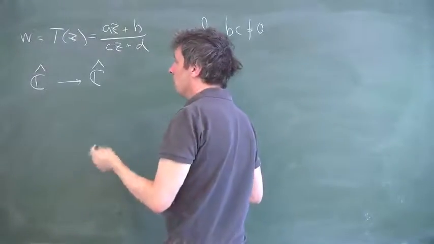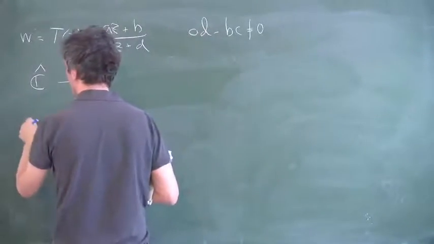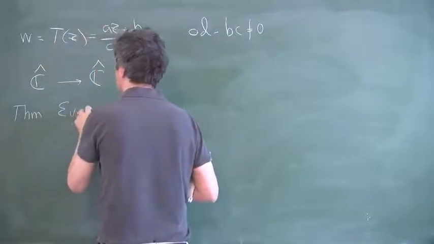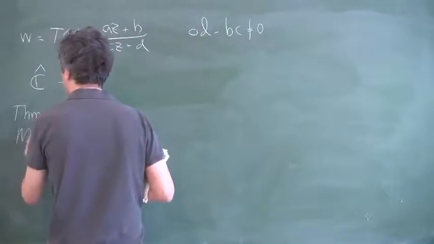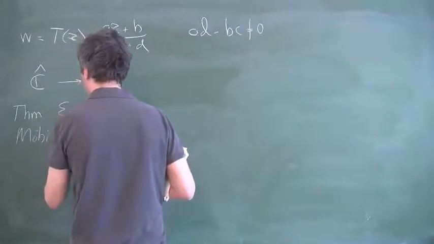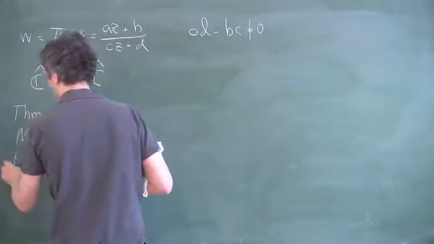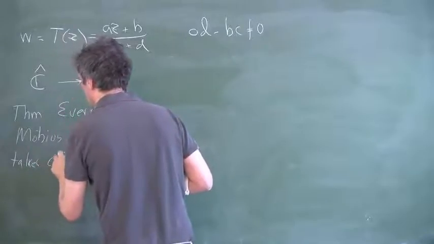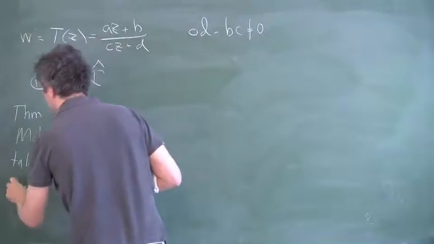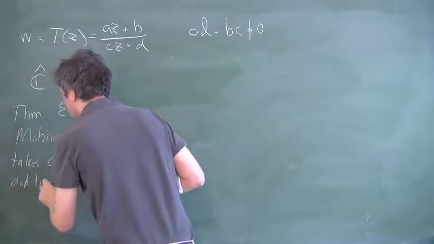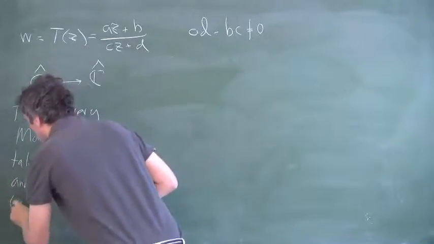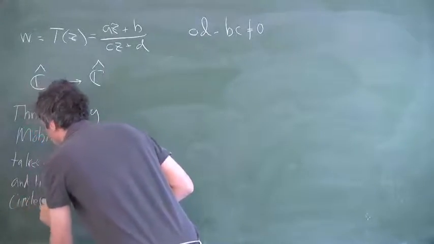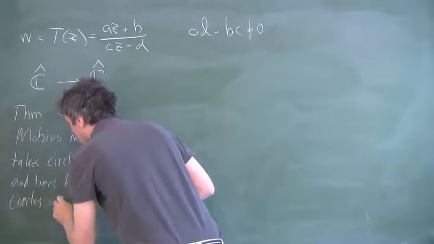Also we have an important property of Möbius transformations, which I'll recall here now. Every Möbius transformation or map takes circles and lines to circles or lines.